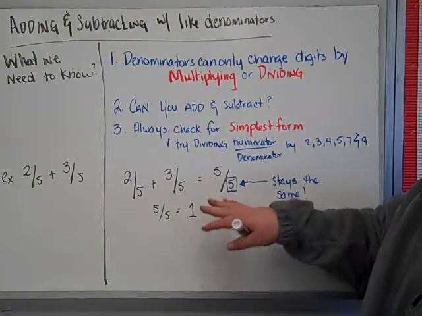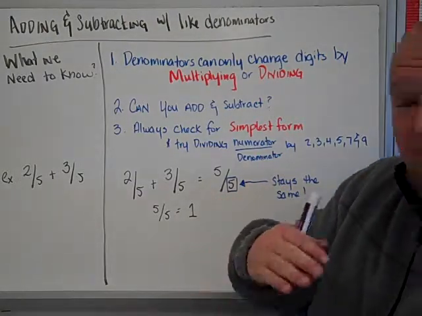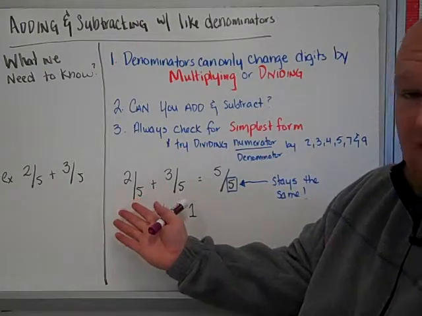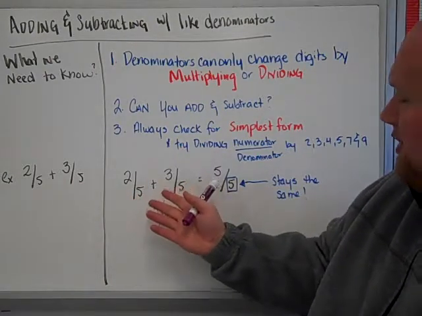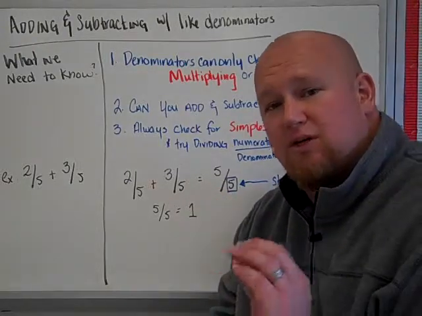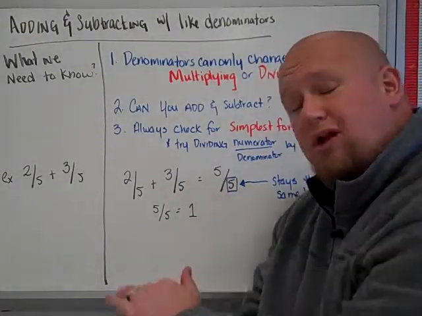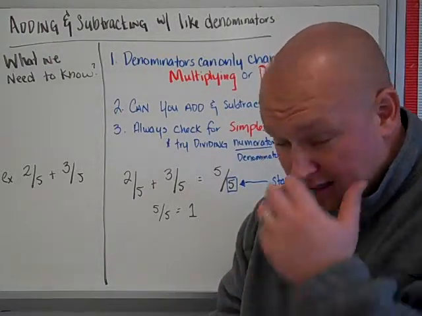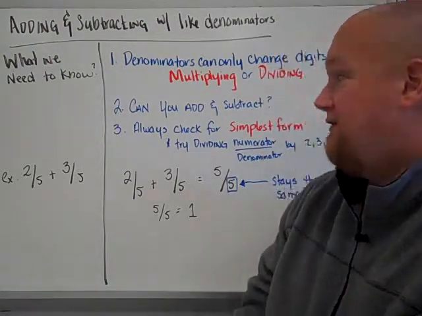First, like I said, the denominator stays the same. It's 5. We're adding. It's going to stay 5. I have 2 out of 5 parts. I'm adding it with 3 out of 5 parts. That gives me 5 out of 5. Now, check for simplest form. If you ever have a case where the numerator and denominator are the same, you have a full set. 1 is the simplest form for 5/5.